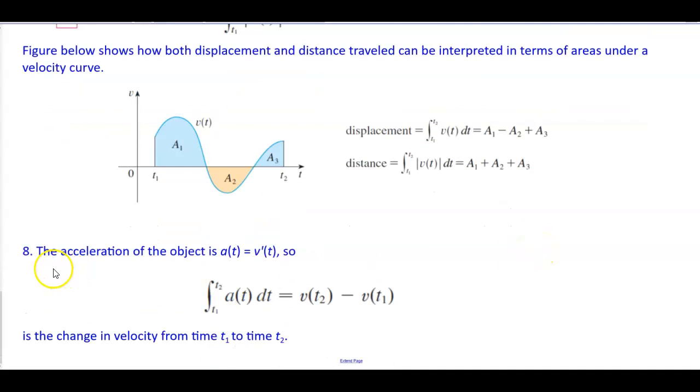Now for the last one, the acceleration of an object is a of t, which is equal to v prime of t. So the integral of a of t dt from t1 to t2 is equal to v of t2 minus v of t1, and that is the change in velocity from time t1 to time t2.